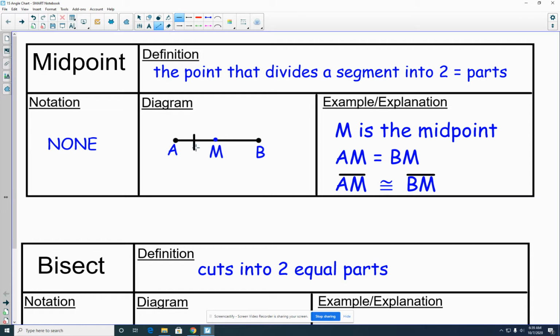Now if two parts are equal, they are also congruent. So if we take a look at what we have, AM equals BM, and segment AM is also congruent to segment BM. The bar on top means segment, and this symbol right here is congruent. So if this measured 5 from A to M, B to M would also measure 5. So that point right in the middle divides that segment into two equal parts.